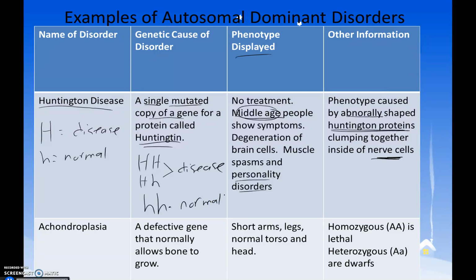Another example of an autosomal dominant disorder that I want you to know is called achondroplasia. If you've ever seen the show Little People, Big World, this was the particular disorder they had. This is one of the many ways to suffer from dwarfism. And what this is, it's a dominant. So at least one defective gene is inherited that lets the long bones grow to the regular length.